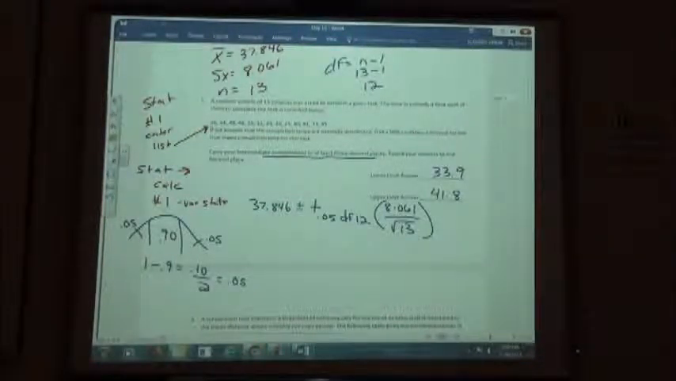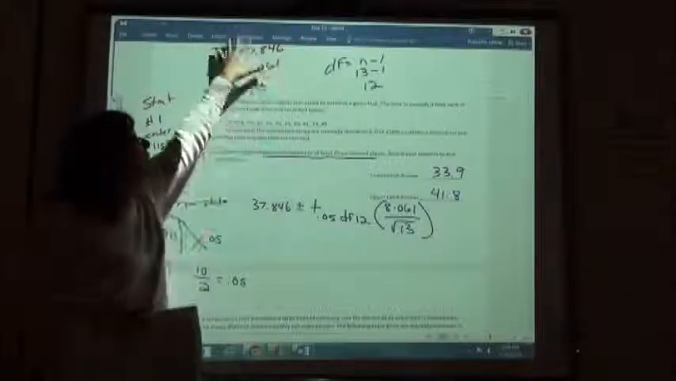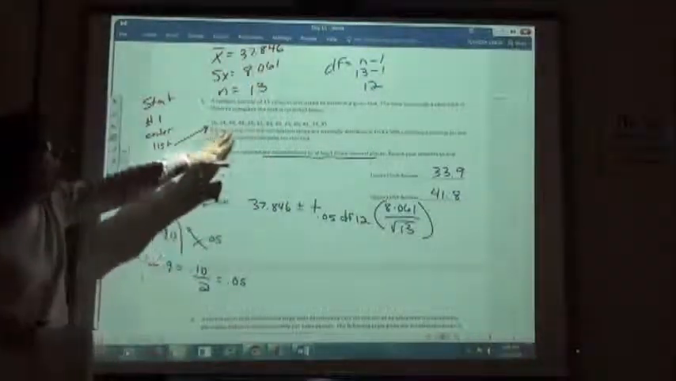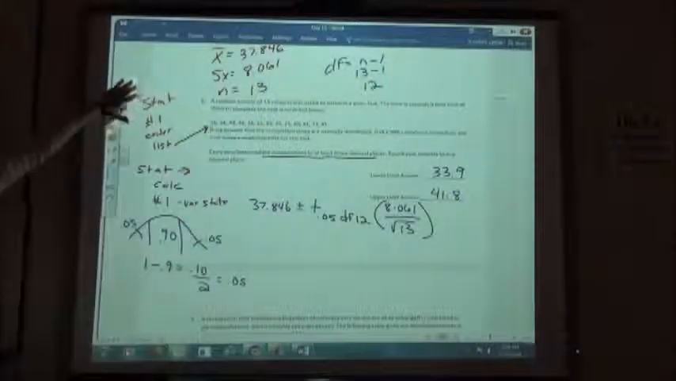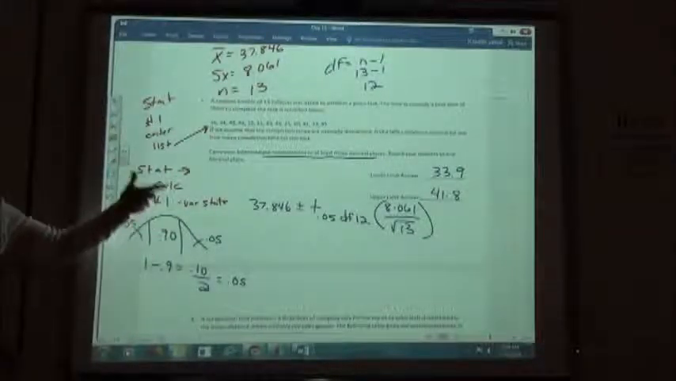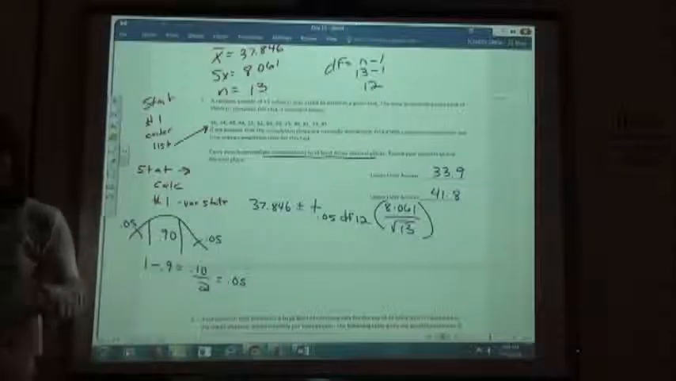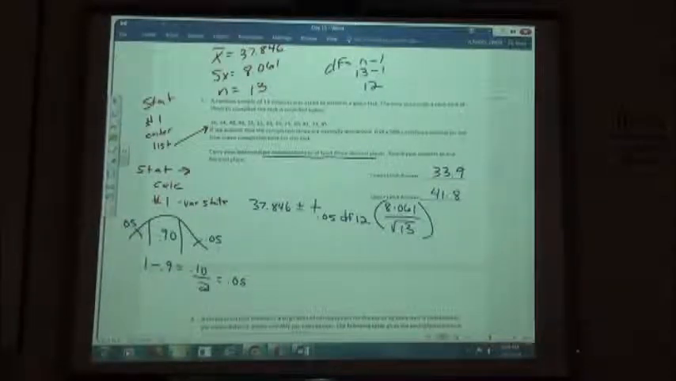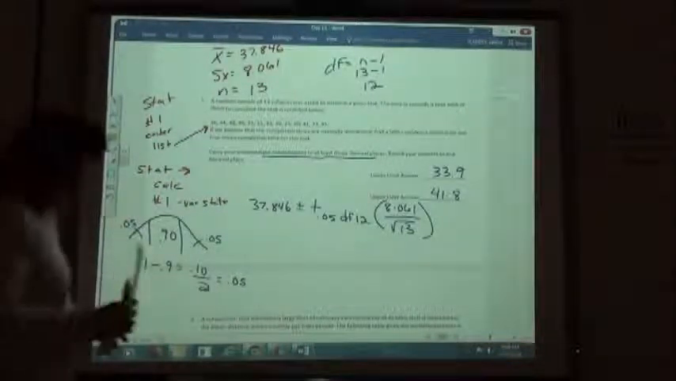So if they give me the list of numbers, instead of just giving me the data, I'm going to type that list of numbers into my calculator and calculate the one variable statistics, because we probably don't want to have to do that big long formula for standard deviation that we did way back in chapter 4.